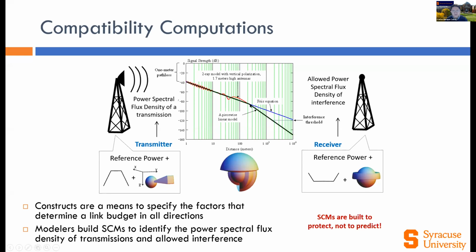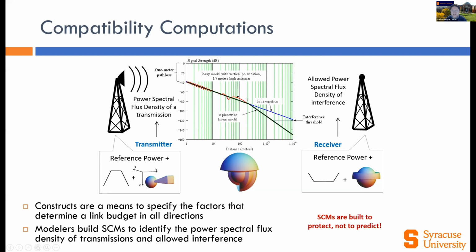You use the propagation map to compute the level of energy that will be coming from that antenna at the location of an intended receiver or entity or device against which you're trying to verify compatibility, to see if that level of energy is going to exceed the threshold for allowable interference for this device. The receiver will take its reference power, its underlay mask, its antenna pattern, and compute the allowed power or spectral flux density of interference.